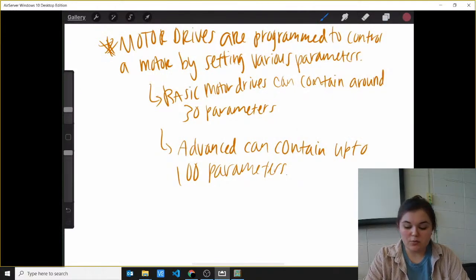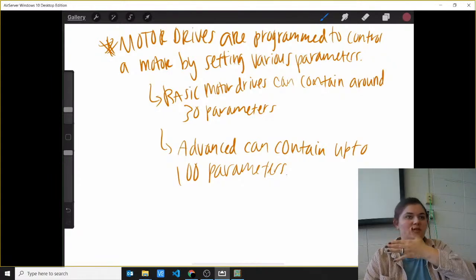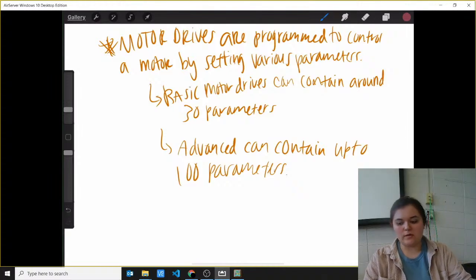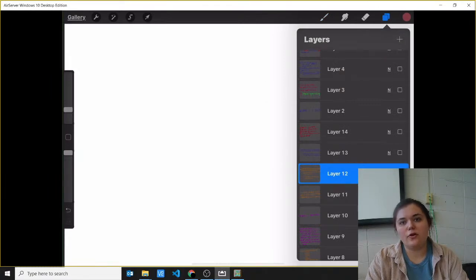Motor drives are programmed to control a motor by setting various parameters. So basic motor drives can contain around 30 parameters, and advanced can contain up to 100 parameters. So you know what parameters are, like if the motor hits this voltage, do this. It's like a set of rules, and it shouldn't go up past this voltage. So if it hits over 60 volts and it's set to 60 volts, it's going to trip the motor. You get what I'm saying? So parameters just means a set of rules or components of what that drive would be made up of.